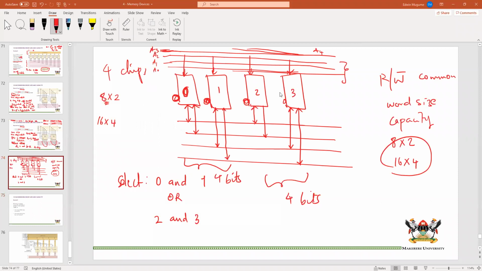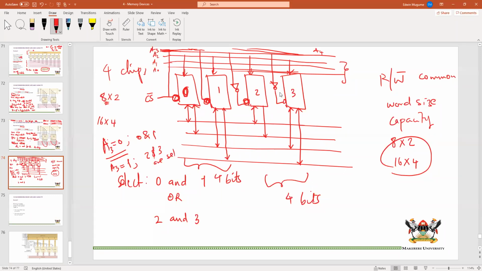I think the diagram is quite correct, but you now need to figure out how to use A3 to select these. So for instance, I could make this chip select, and that one also chip select, A3. And then for this one, I invert it. And also for this one, I invert it. And so if my A3 is 0, then both of these are actually selected. 0 and 1 are selected. If my A3 is 1, then 2 and 3 are selected. Actually, I like it. I may even bring it so. So please go and have a look and make sure that that works out for you.